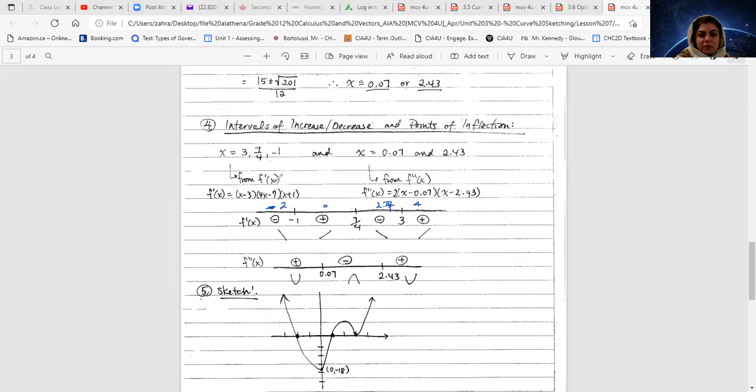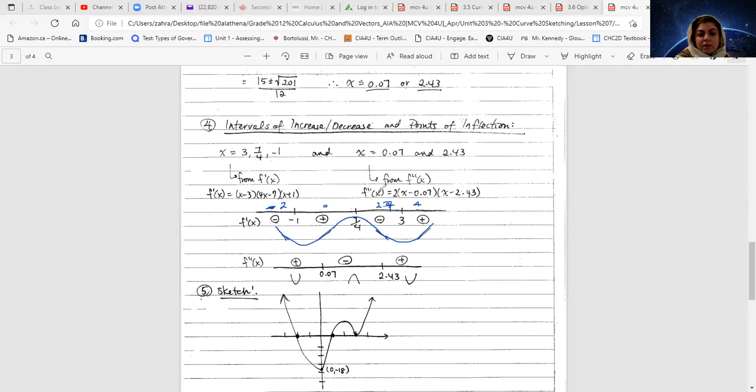For example, if you put 0 here, you get positive, negative, positive, so it's going to be positive. The same thing, you put it there to find the sign. So from here to here is decreasing, increasing, decreasing, increasing. So at -1, we have a minimum. At 7/4, we have a maximum. And at 3, we have a minimum again.